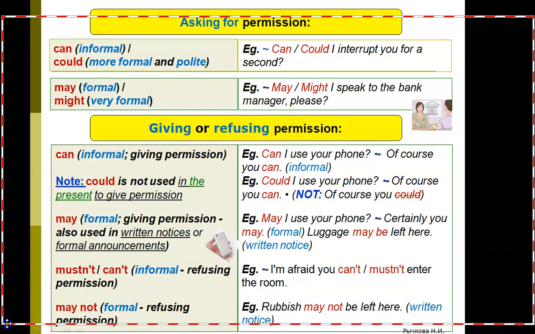Could I interrupt you for a second? May I speak to the bank manager, please. Can I use your phone? Of course you can. Could I use your phone? Of course you can. May I use your phone? Certainly you may. I'm afraid you mustn't enter the room. Rubbish may not be left here.